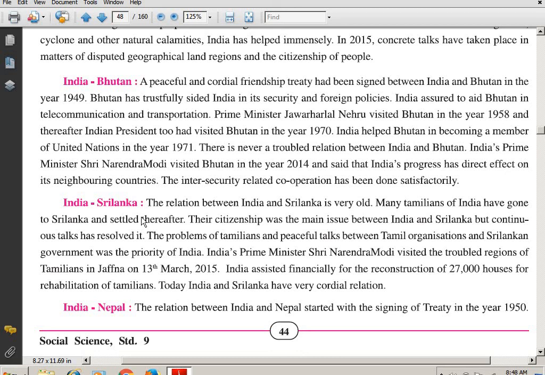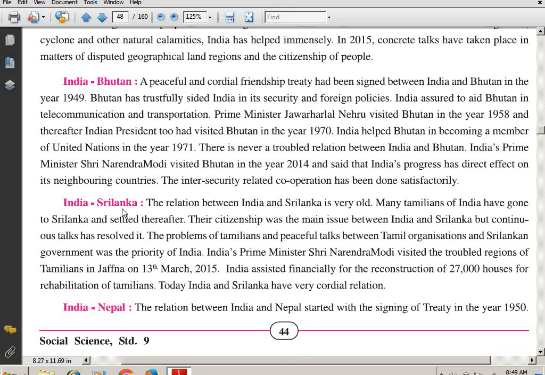Do you remember India's neighboring countries? The question was asked to you for 2 marks in the exam, in the Ekam Kasuti. The inter-security related cooperation has been done satisfactorily, and India and Bhutan have a very friendly relationship. Our Prime Minister Narendra Modi is also happy to have Bhutan by our side, and we are also happy to help Bhutan in different ways.